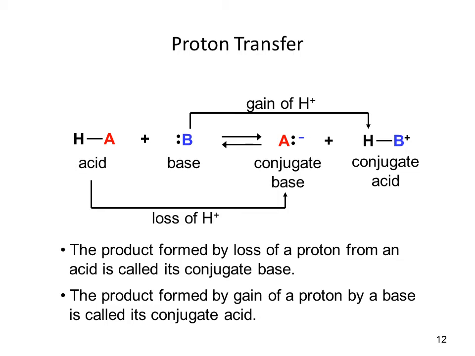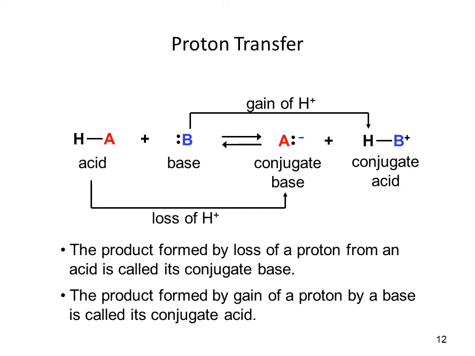Let's look at this reaction again by labeling it. On the left side you have HA, which is our acid, and B, which is our base. Afterward, that acid has lost its proton, so it is no longer an acid. However, it could pick up a proton and go back to HA, couldn't it? Because it could do that, it's a base. We call it the conjugate base of the acid.